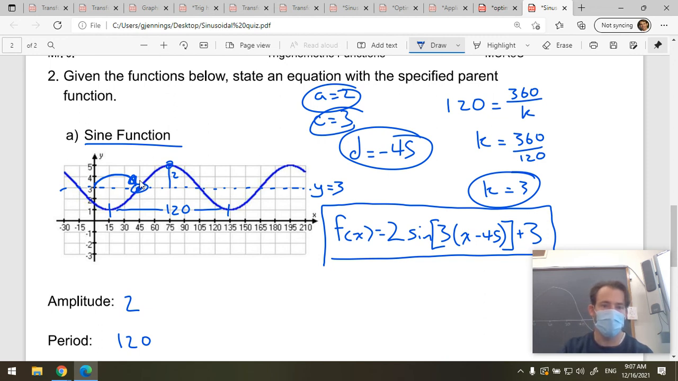Let's check this point. If we get the maximum and the minimum right, it should be right, especially since I'm confident that this k value is correct. So let's check 135. 135 minus 45 is 90, right? 3 times 90, 270. Sine of 270 is negative 1, great. So 2 times negative 1 is negative 2. Negative 2 plus 3 is 1. So this point checks out as well. So great, this is done.